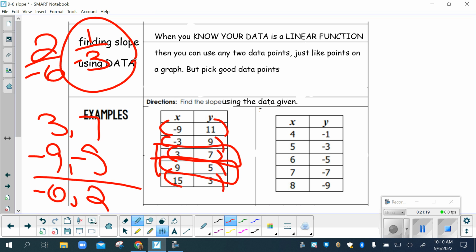I can literally pick any of the numbers. Any pair. So in other words, negative 9 and then 11, it could be that pair. Or it could be this pair. It could be this pair. It could be this pair. Pick 2 pairs, and then once you get those 2 pairs, do the same thing with them. Yes, because it's a line, and you're just picking 2 different points.